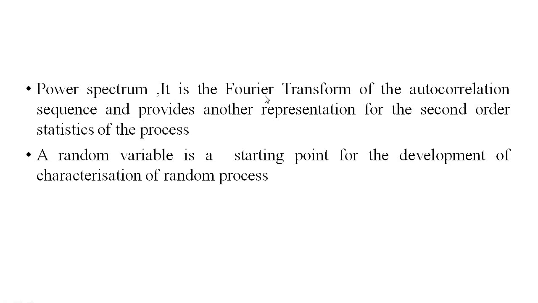Power spectrum is the Fourier transform of the autocorrelation sequence and provides another representation for the second order statistics of the process. The random variable is the starting point for the development of the characterization of a random process.